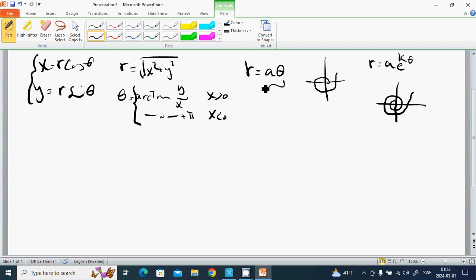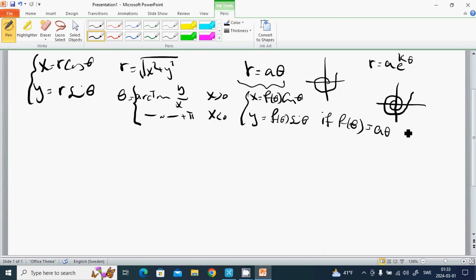In this case, we can write x equals f theta cosine theta, y equals f theta sine theta. And if f of theta equals a theta, then we reach r equals f theta.